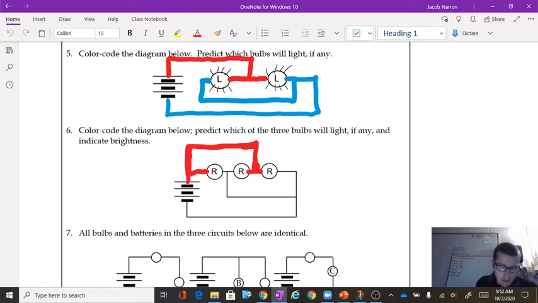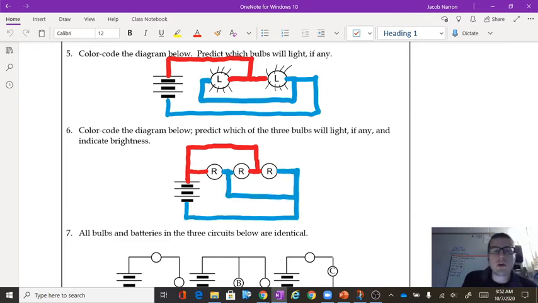Wow, that was kind of sloppy. Let me do better than that. Okay. So there's the red. Now let's look at the blue. And so the thing is, we're still going red to blue, red to blue. Now there's probably a cleaner way to draw that circuit so that it's not so messy.